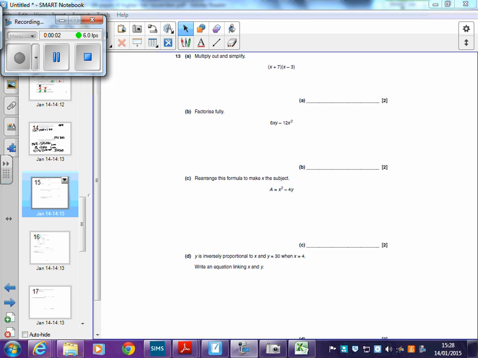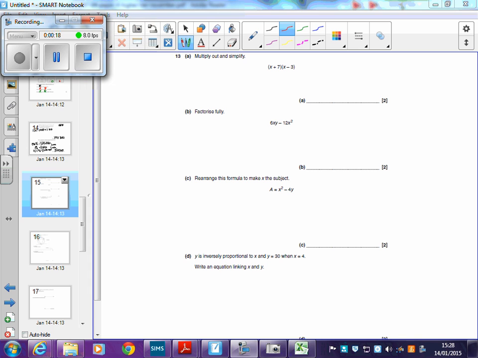Question 13, multiply out and simplify this. Okay, a few different ways you've got of doing this. You can use FOIL, you can draw the lines on, you can draw the grid method. The lines kind of look a bit like a smiley face, but it doesn't matter as long as you get 4 terms and then you squish them down.